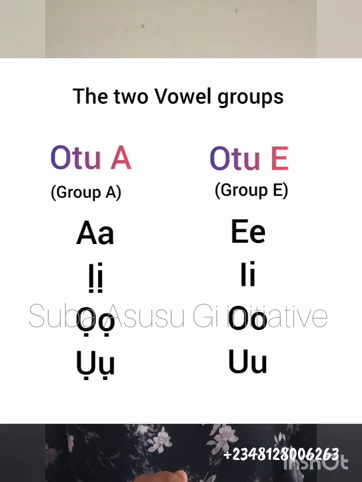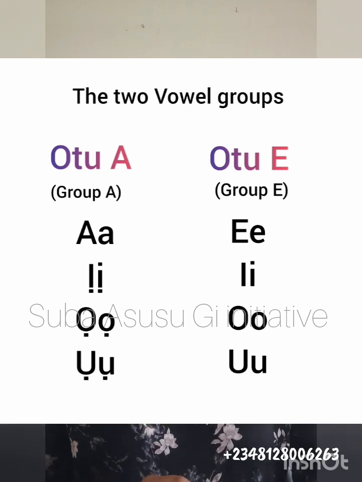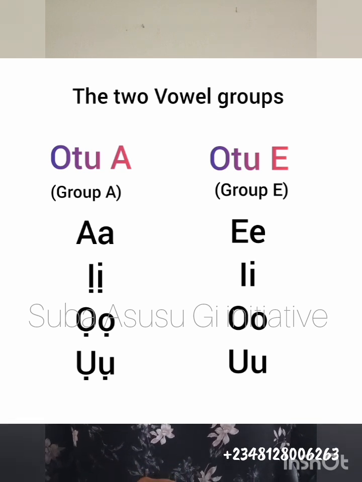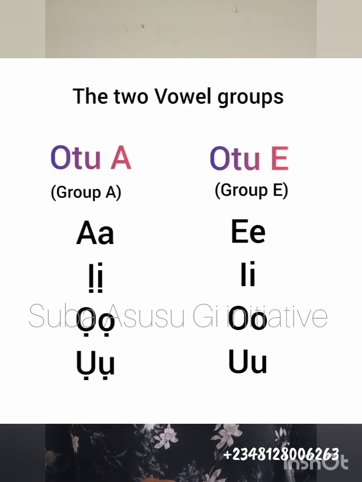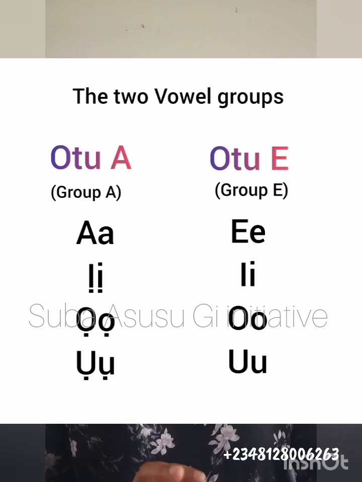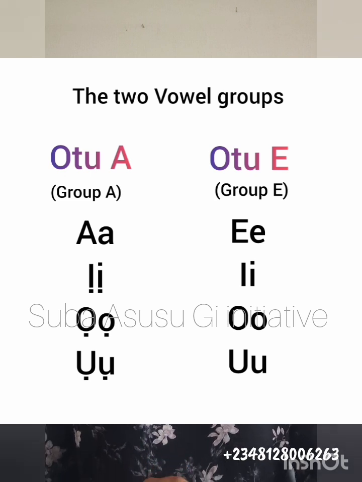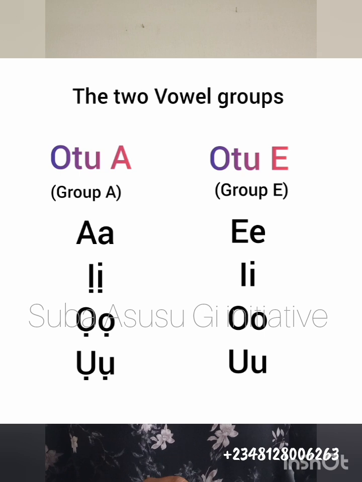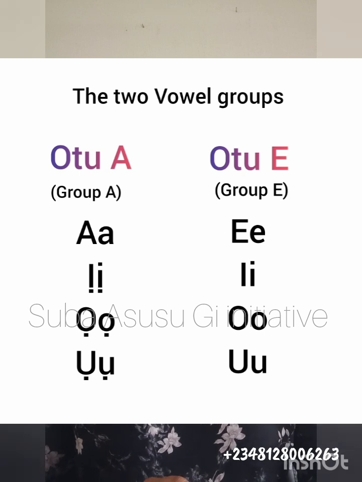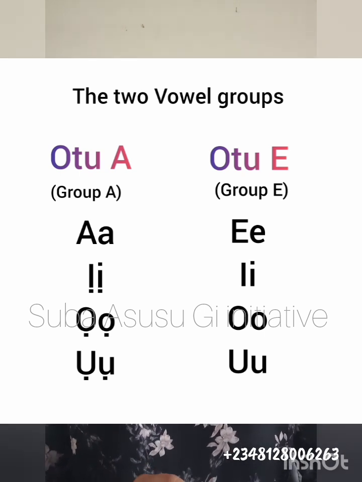Okay, so we go to Otu E. We have E as the first member, followed by E, second member, followed by O, third member, followed by U, last member. Okay, now let's talk about the rules in spelling Igbo words.